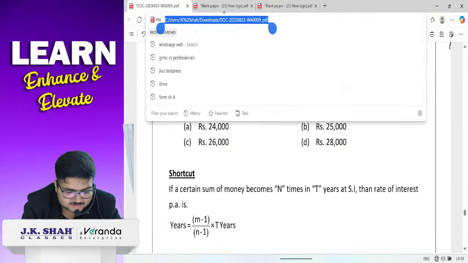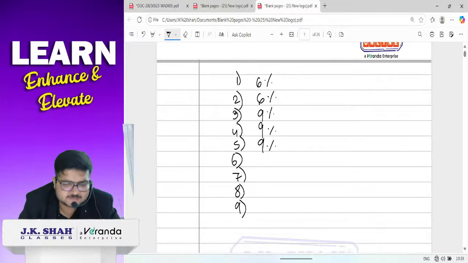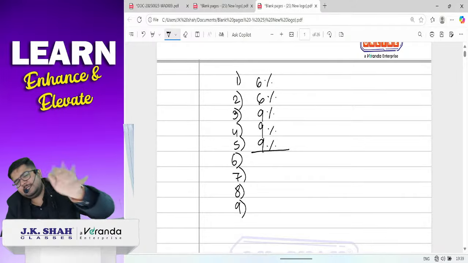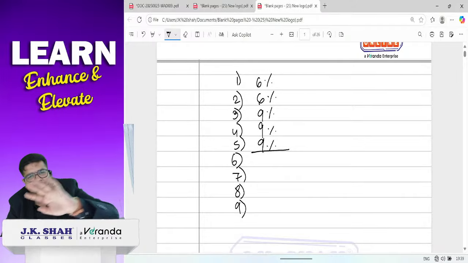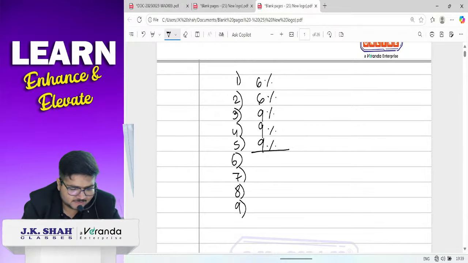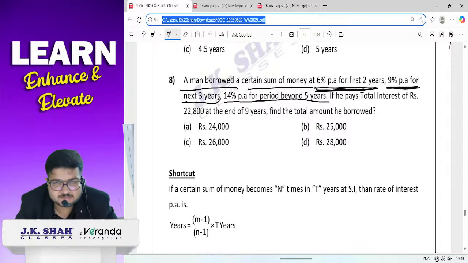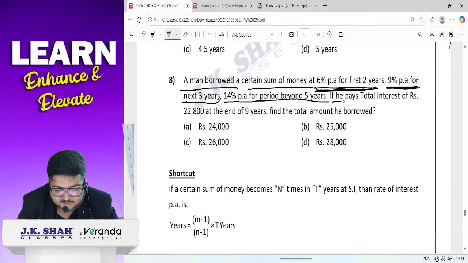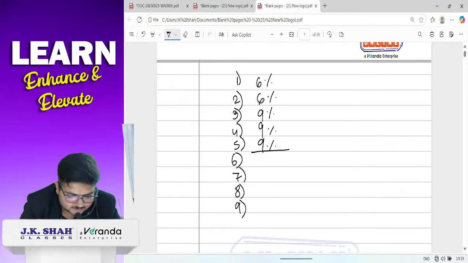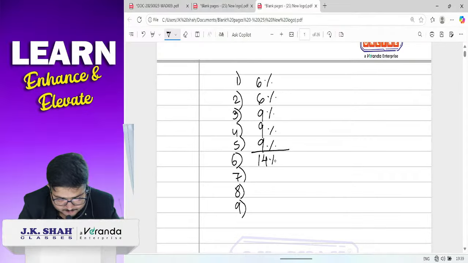So 5 years are completed till now, right? 6%, 9, 9, 9. 5 years are completed. After these 5 years, whatever period is remaining, the interest rate will be 14%. But I don't know how many years there are in total, right? So I will read the next part of the question. If he pays total interest of 22,800 at the end of 9 years, that means the total loan was for 9 years. 14.